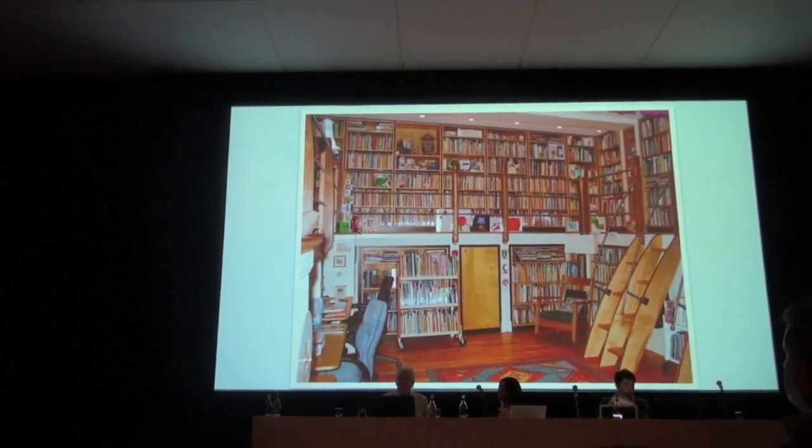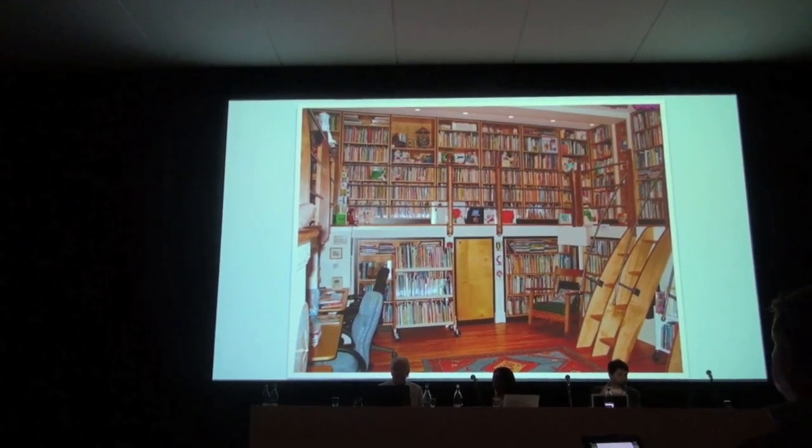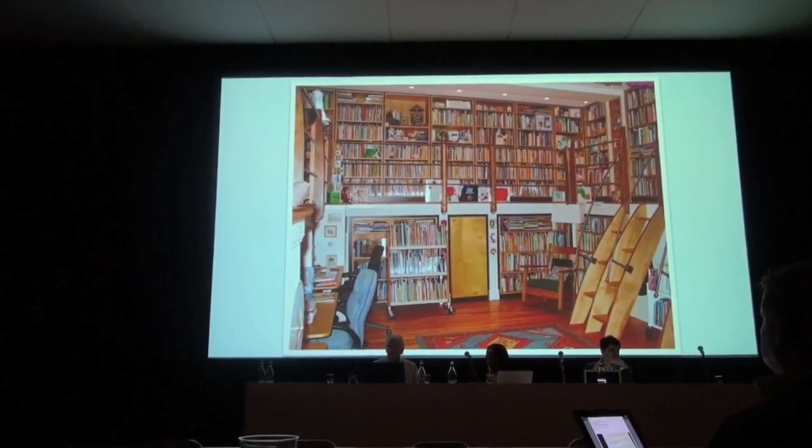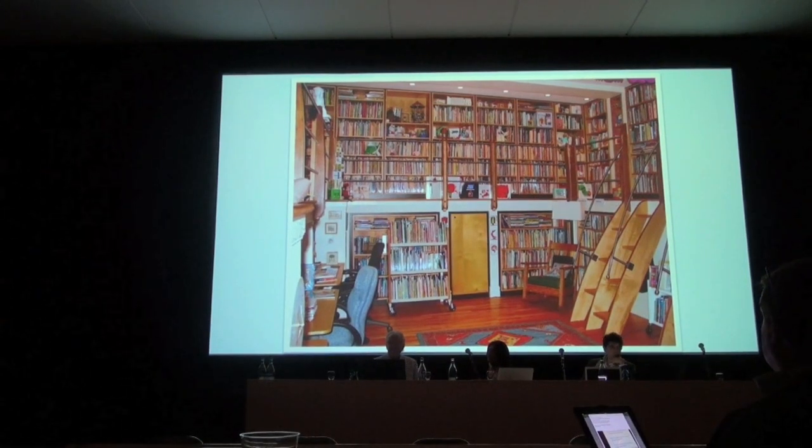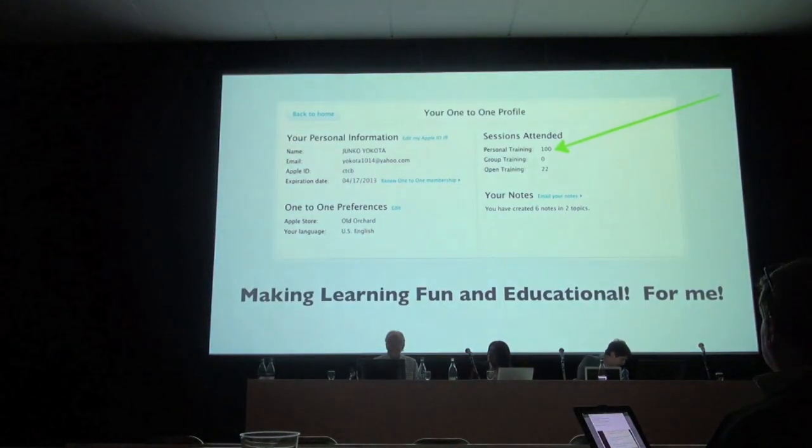This is the home library, and I immerse myself in picture books all the time. And through my study of picture books, I really start to look at how it is that we share stories with children in the traditional sense of what we've been doing for generations. But then I look at my own life.